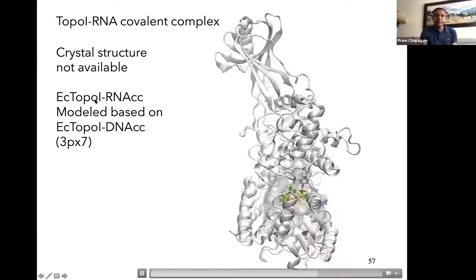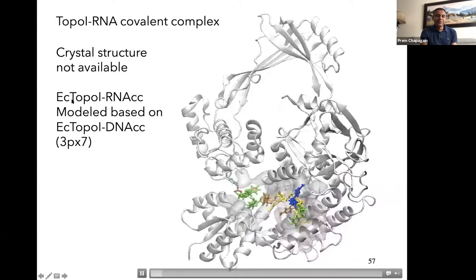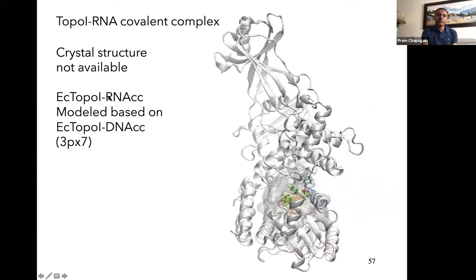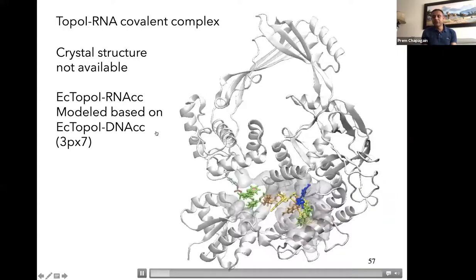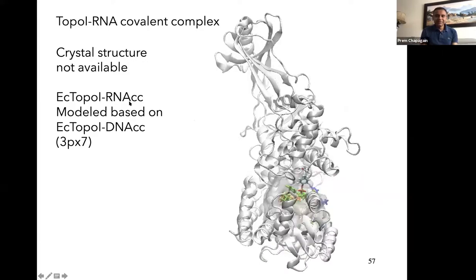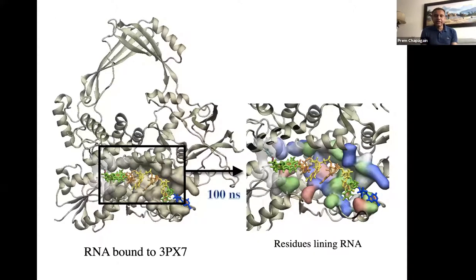So we developed a model. From the E. coli topoisomerase DNA covalently complex structure, we replaced the DNA with RNA. It's much easier to do in computers than in experiment, I assume. After we modeled this, we looked at the dynamics. We simulated for 100 nanoseconds, and we actually have more than 500 nanoseconds of simulation now. We were able to look at exactly how the RNA nucleotides, or the bases, interact with the protein. We got a better idea of the cavity because there is no structure available, so we had to get it from the simulations.